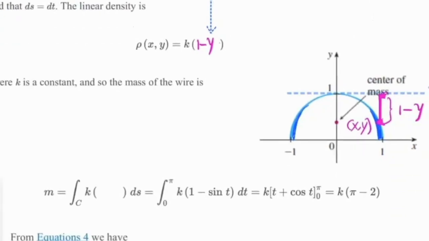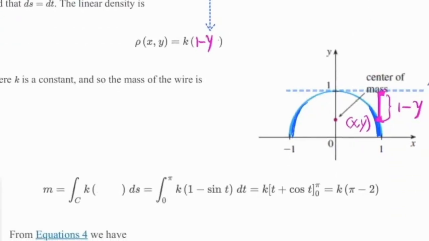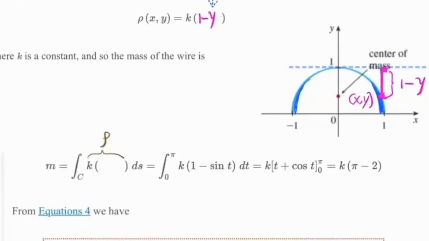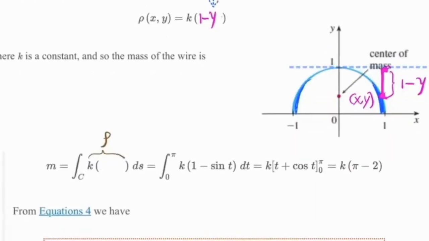Now we calculate the mass of this wire over here. Remember, to calculate the mass, we use the line integral of this linear density, right? Remember, this one here is rho, and we integrate over this curve, so ds over here, and then C over here. C is this curve right here, and the density is 1 minus y.